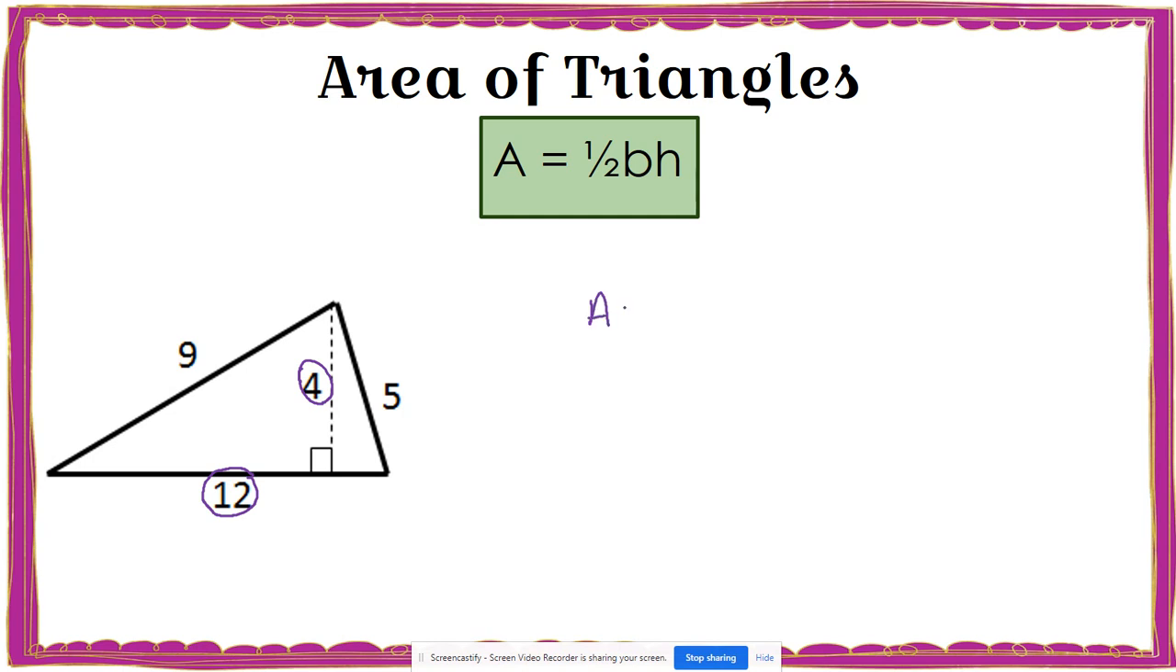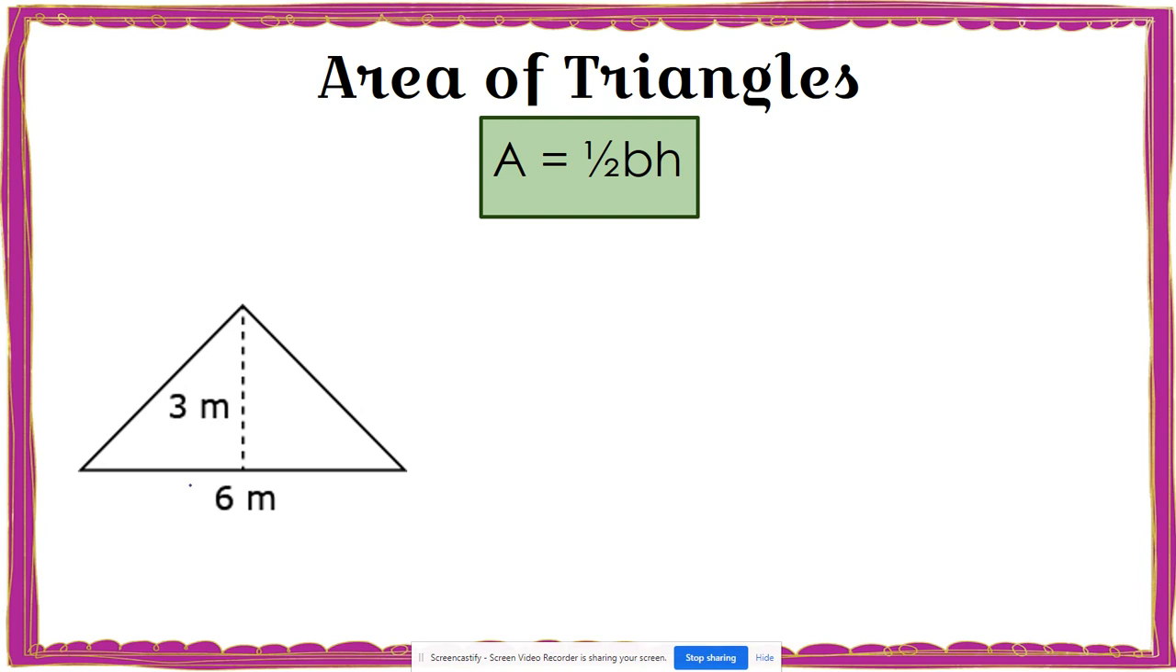So when I plug this into my formula, I have 1/2 times my base of 12 times my height of 4. 1/2 times 12 gives me 6, and then 6 times 4 gives me 24. So this has an area of 24, and you notice that none of my numbers have units of measure with them. So when that happens, I just use the word units to represent this. So it would be 24 units squared.